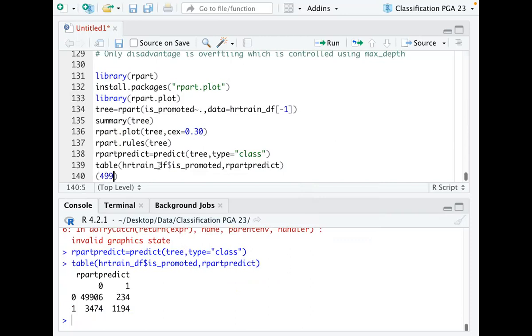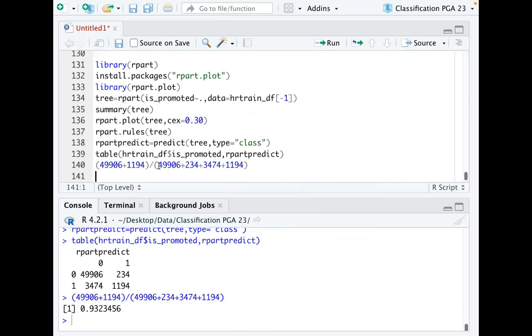So 49,906 plus 1194 divided by 49,906 plus 234 plus 3474 plus 1194. You get an accuracy of 93.23, slightly higher than logistic regression.